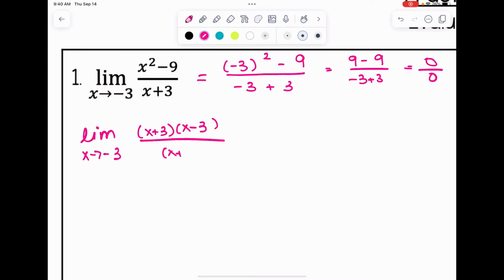Just the numerator actually in this case, sorry about that. So just the numerator, and I'm going to see that these x plus 3's we can get rid of. So this is equivalent to the limit as x approaches -3 of x minus 3. Now let's resubstitute in. So -3 minus 3, and we get an answer of -6.